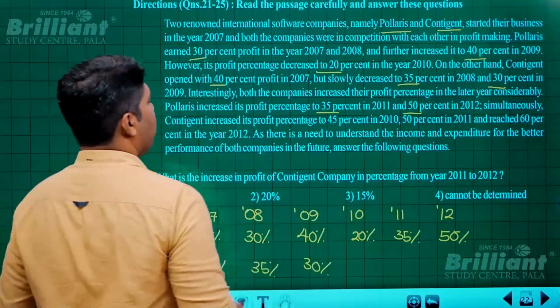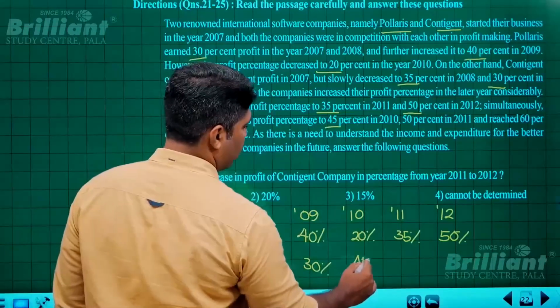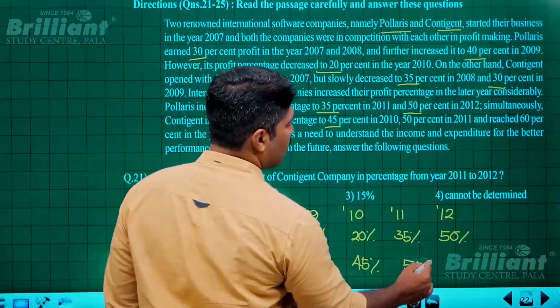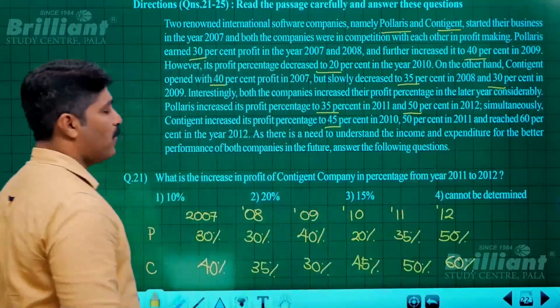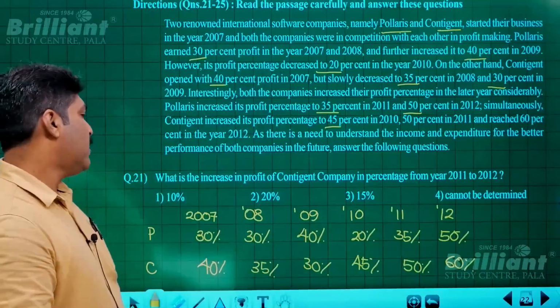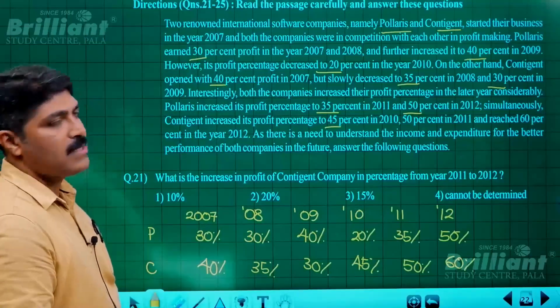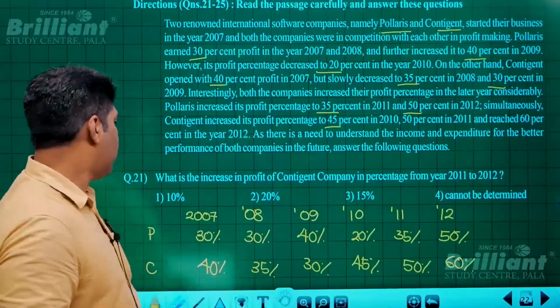Simultaneously, Contingent increases profit percentage to 45% in 2010, 50% in 2011, and 60% in 2012. So these are the data. We have to create a set of data like this. With the help of this data, we can reach a conclusion for the questions. So here we can consider our first question.